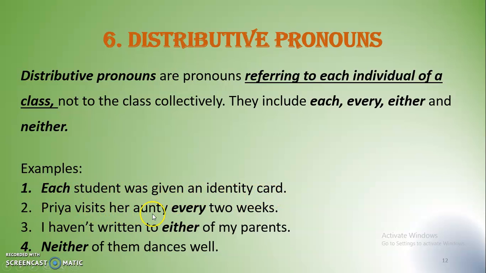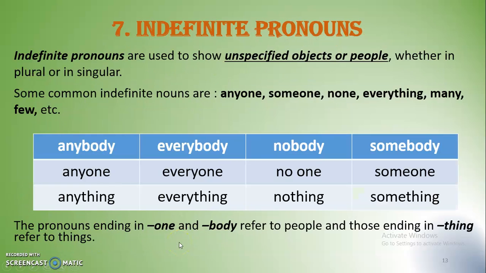Priya visits her auntie every 2 weeks. So every 2 weeks. I haven't written to either of my parents. So not to my father or my mother. Neither of them dances well.